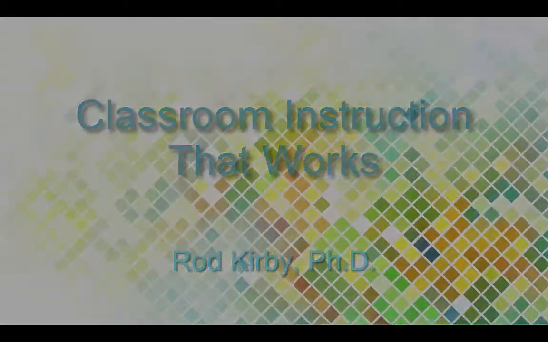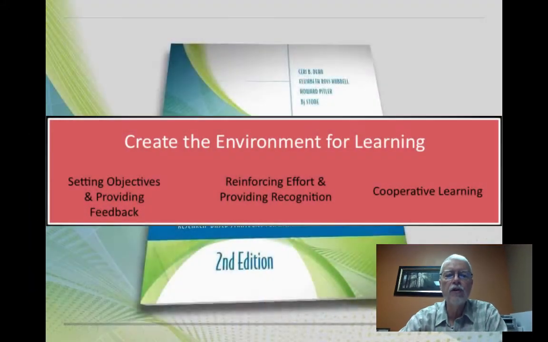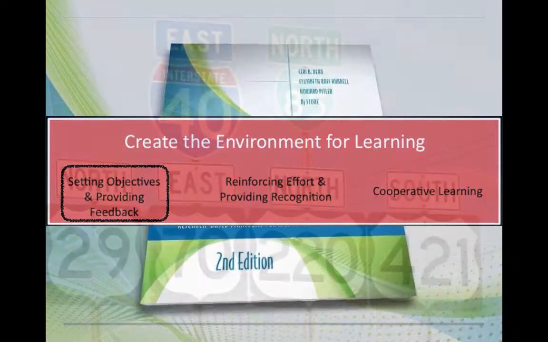Just to review where we are, the first of the three main elements of classroom instruction that works deals with creating the environment for learning. And we began by looking at the first of three strategies in that category, setting objectives and providing feedback. In the past couple of videos we discussed setting objectives. Now let's consider the issue of feedback.